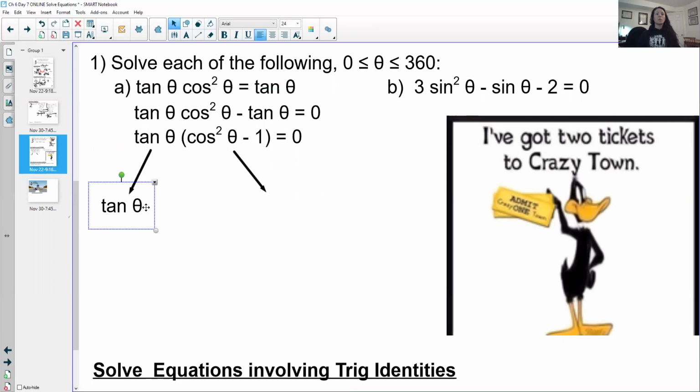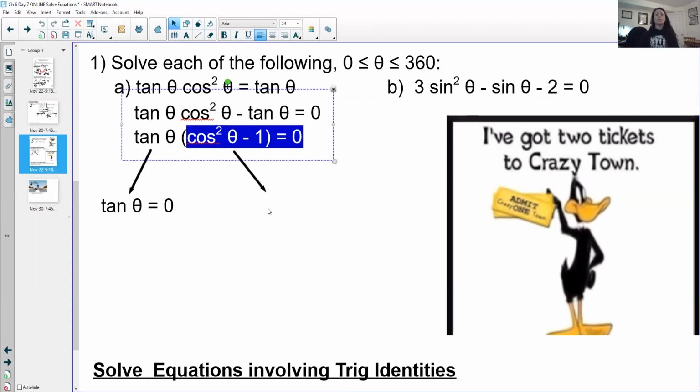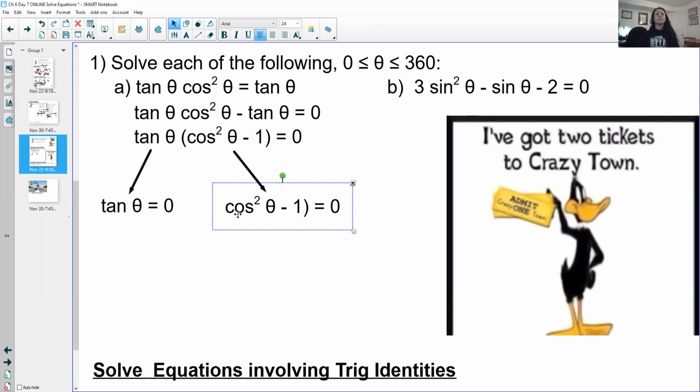So we're going to look at that one equaling 0. And then we're going to look at this equaling 0. Okay. Tan theta being 0 is actually not too bad. If you remember graphing your tan functions, you end up with theta equaling 0 at, or tan being 0 at 180 degrees and at 0 degrees.